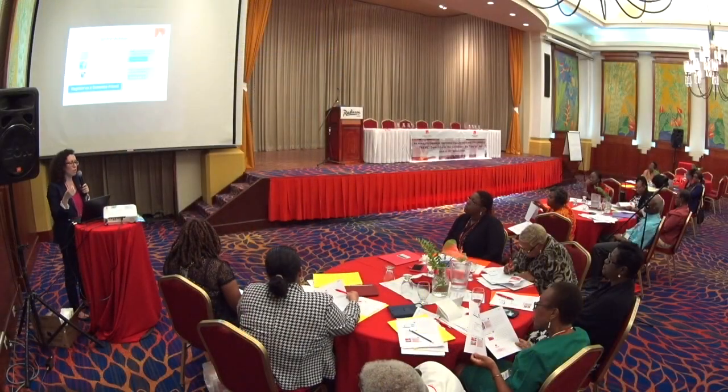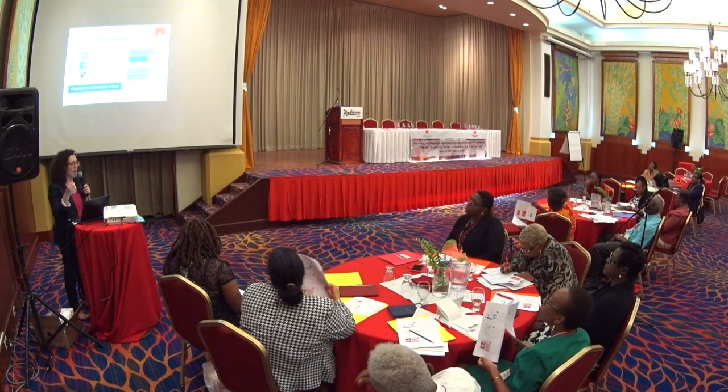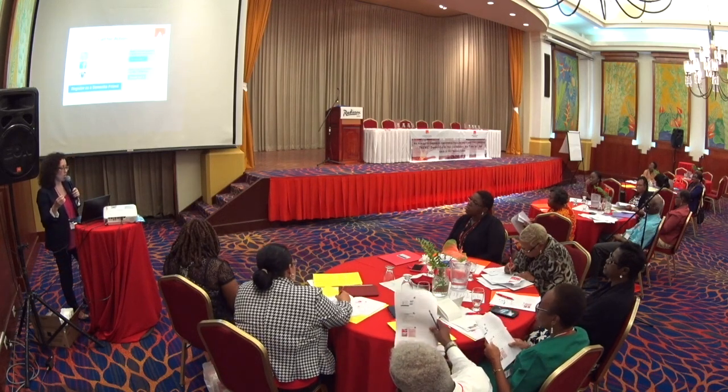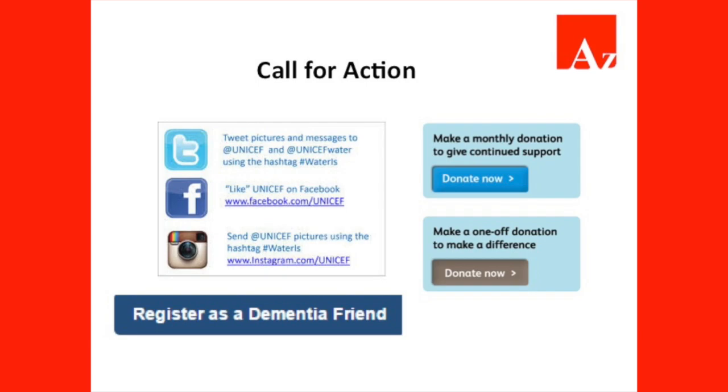It's really, really powerful. And of course, as I mentioned before, the awareness campaigns always end with a call for action. In marketing, a call for action is a very clear statement where we ask people to do something. So you can ask people to do something on social media, as UNICEF is doing: tweet their pictures, send their stories. You can ask them to make a donation. You can ask them to register as a dementia friend. You can ask them to be volunteers. You can ask them to give you their email, whatever you think is relevant for the purposes of the campaign you are doing.